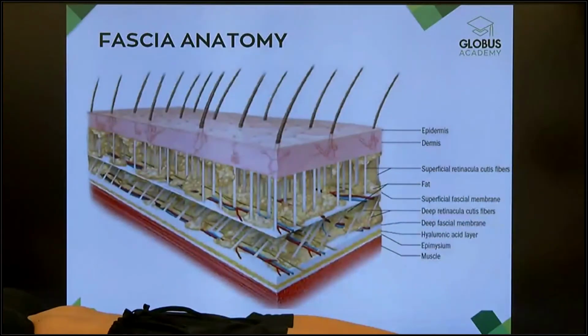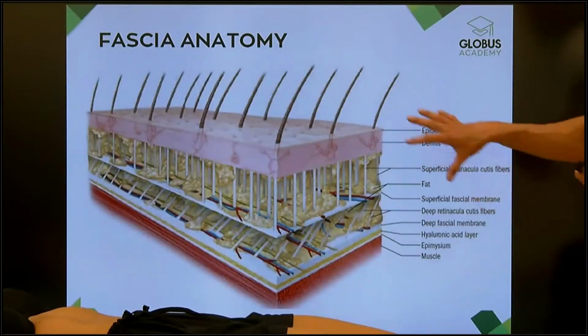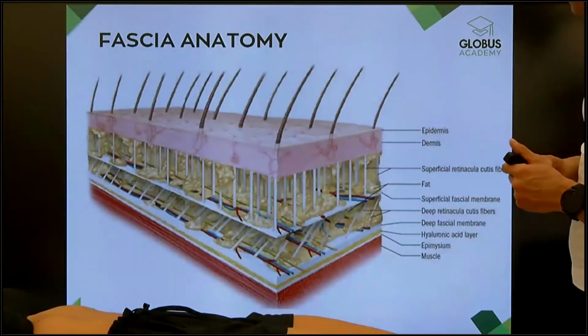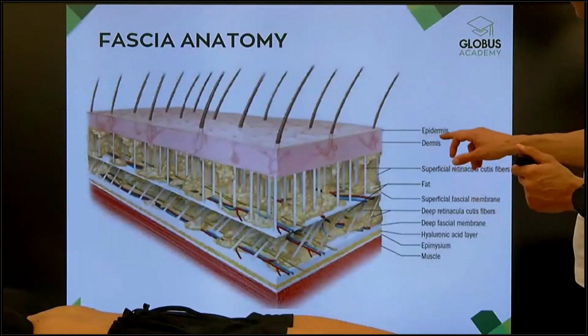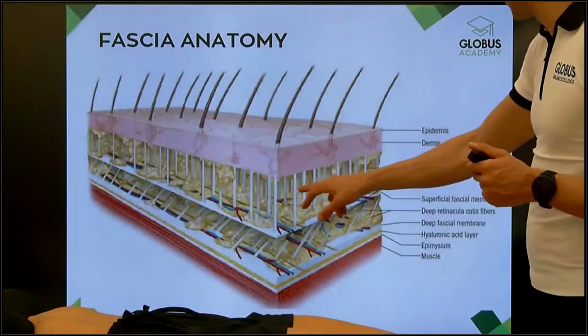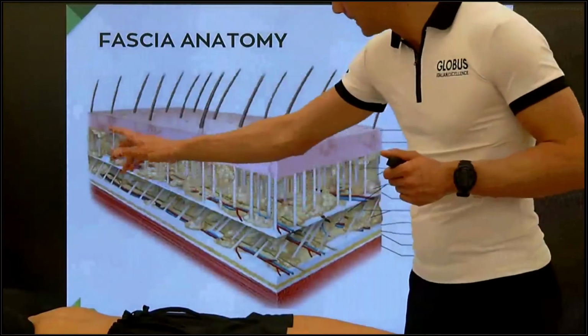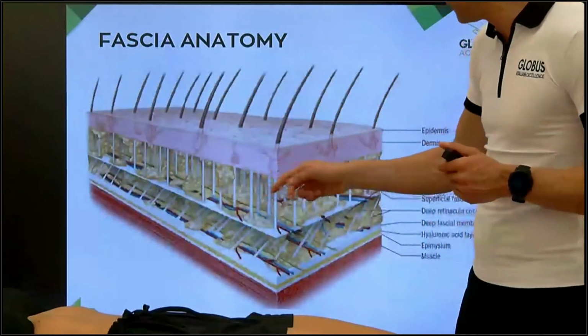But for better understanding the relation between the tissue and the autonomic nervous system, we need to know just a bit about the fascia anatomy. So this is a very well representative image. We have the epidermis, the dermis. We get all these superficial retinacula here, these verticals that you can see here.